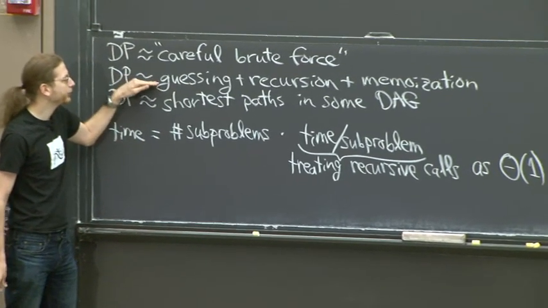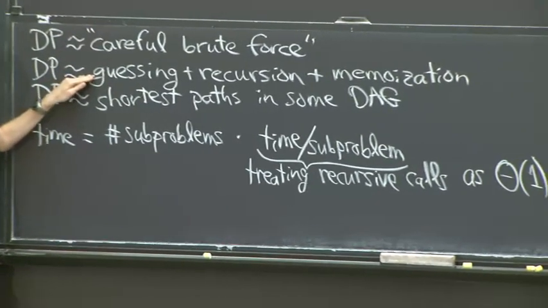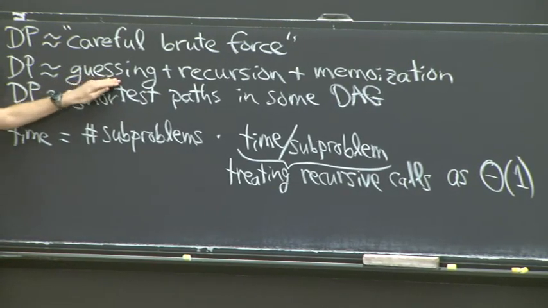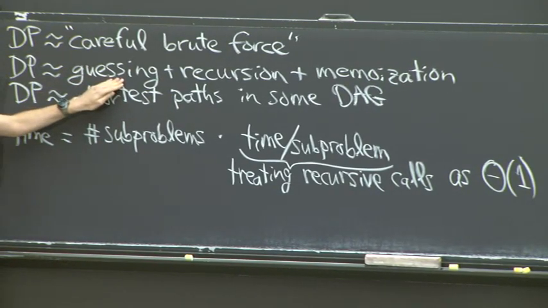In more detail, the 3 main techniques in dynamic programming are, first, the idea of guessing. I want to find the best way to solve a problem. Let's pick out some feature of the solution that I want to know. I don't know it, so I'll guess the answer, meaning I'll try all the possibilities for that choice and take the best one. So guessing is really central to dynamic programming.